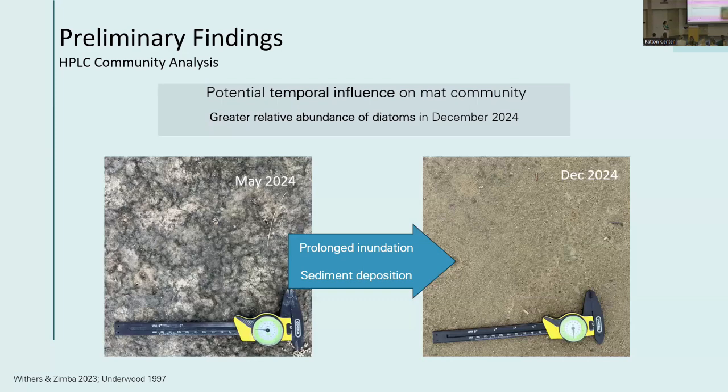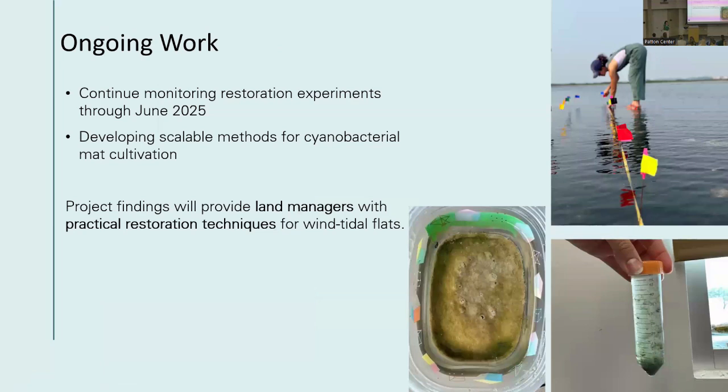As are my experiments. So I'll continue monitoring my restoration experiments until June of this year. And in the meantime, I have been working to develop scalable methods for cultivating cyanobacterial mat in mesocosms with the idea that this will provide land managers with a more cost-effective way to restore cyanobacterial mat coverage should this be seen as a viable option for restoration. Additionally, this work can provide managers with practical methods for monitoring those restoration outcomes.